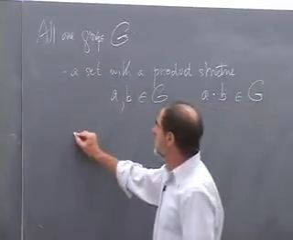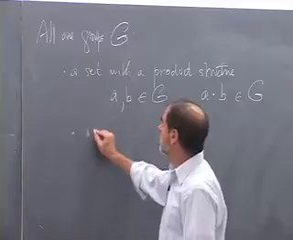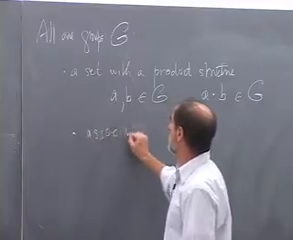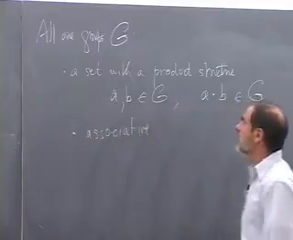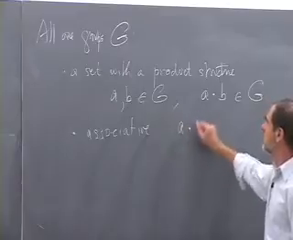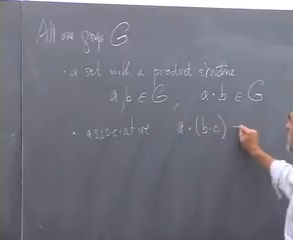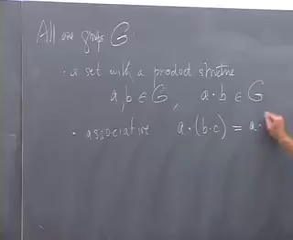And the second thing is the product must be associative. That's the most important thing to check. Namely, (A times B) times C has to always equal A times (B times C).